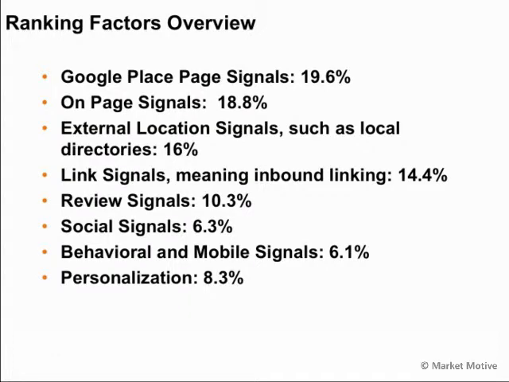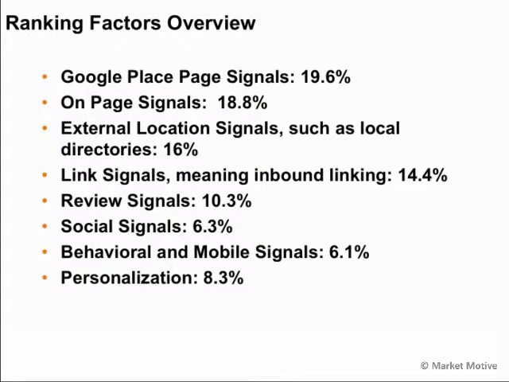If we just looked at a high-level overview like we did in part 1, this would be the breakdown. The signals that come from the Google Places page itself are 20% of that. On page, meaning on your actual website, that's another 20%. Other signals from local directories, IYPs, 16%, 15% being link signals. This counts citations or external location signals, local directories.